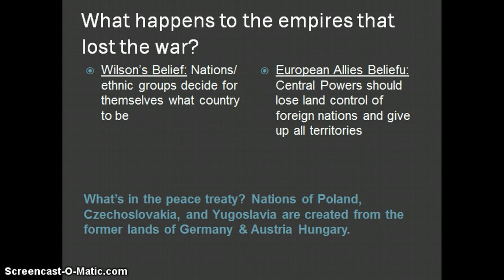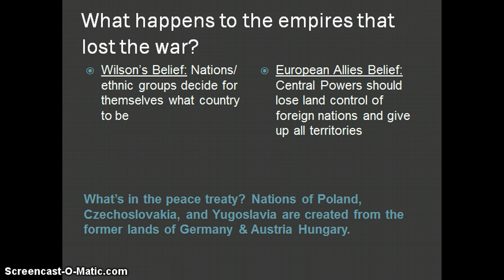Next, what happened to the empires that lost the war? Well, remember Austria-Hungary? They lost and they were completely destroyed. Wilson's belief was that nations and ethnic groups should be able to decide for themselves what country they wanted to be. European Allies believed that the Central Powers should lose control of foreign nations and give up all territories. So those ones are pretty much in line with each other there.